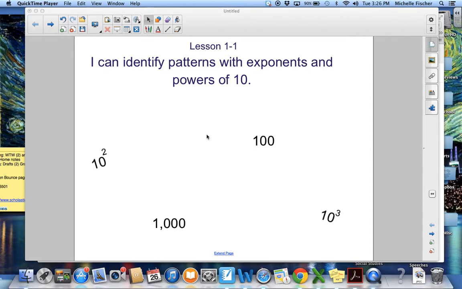Today's I can statement is I can identify patterns with exponents and powers of 10. Today might be a little bit of a review from 4th grade and maybe even 3rd grade. So let's take a look.